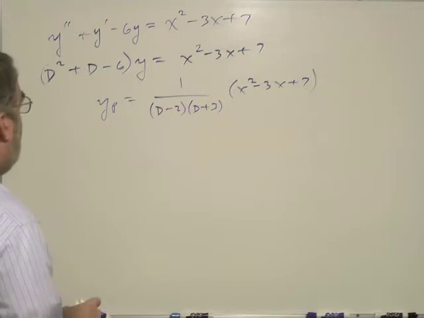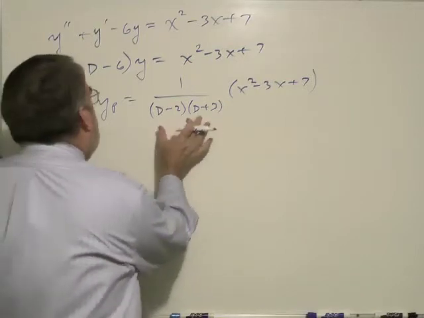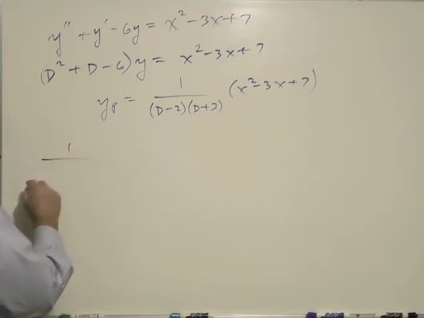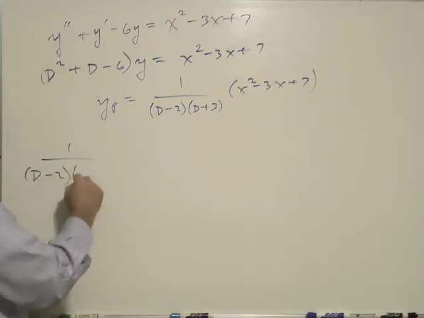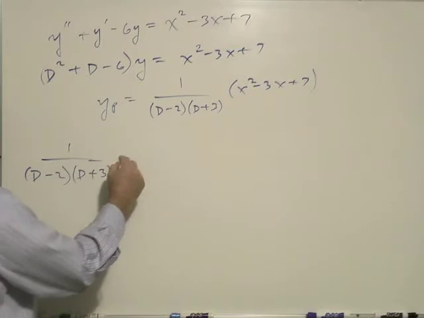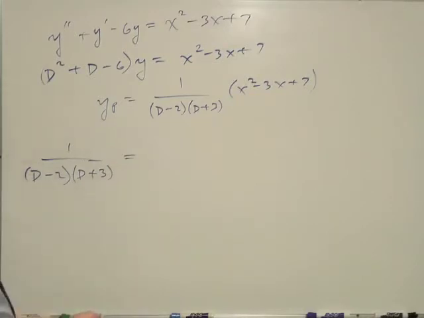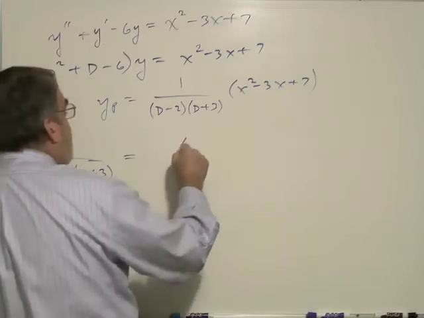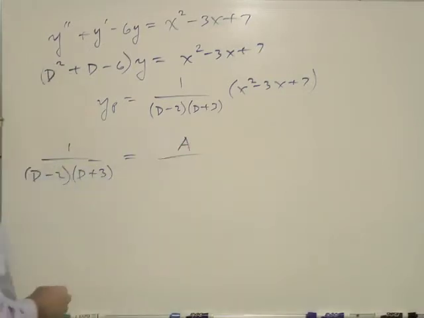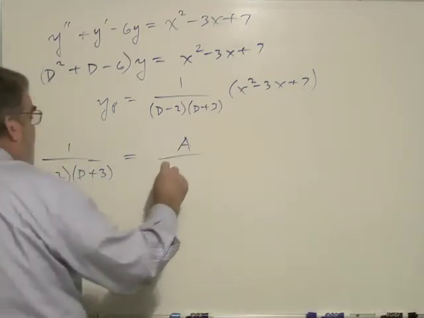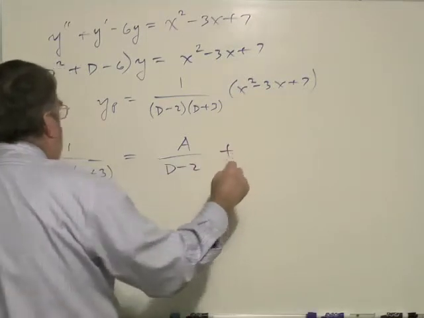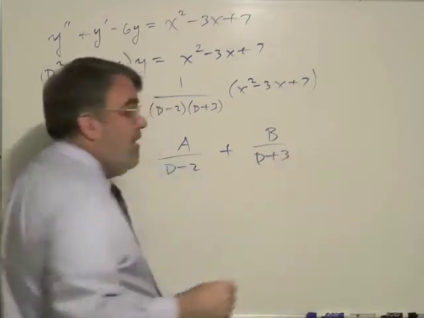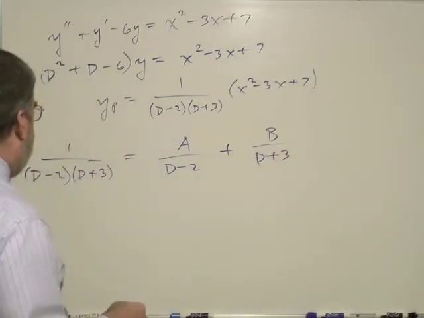Okay, now I'm going to break up this fraction, so I'll do some work down here. 1 over (D minus 2) times (D plus 3). We're going to attempt to break it up into a sum of two fractions using each of the linear factors as a denominator. So A over D minus 2 plus B over D plus 3. Of course, we're going to solve for A and B here.